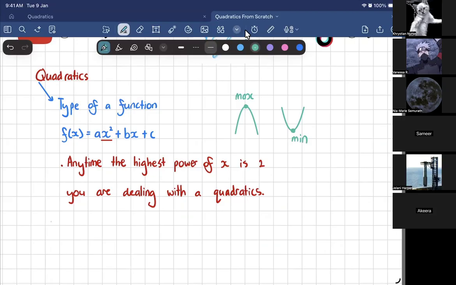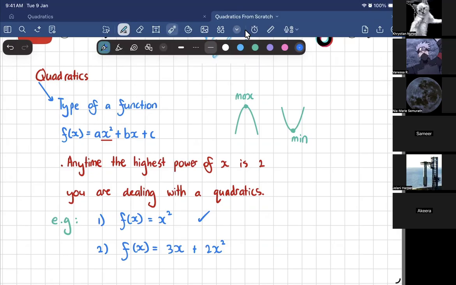Now let me give you all some examples of quadratics quickly. Example one. Vanessa, this one is for you. Let's just say we had a function f of x is equal to x squared. Quadratic or not a quadratic? Yeah, this is a quadratic. Nia, what about 3x plus 2x squared? Quadratic or not a quadratic? Quadratic. Yes.